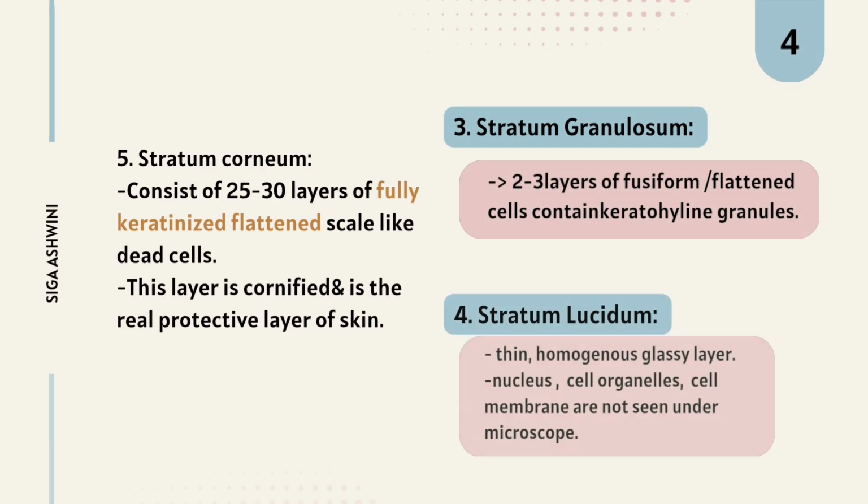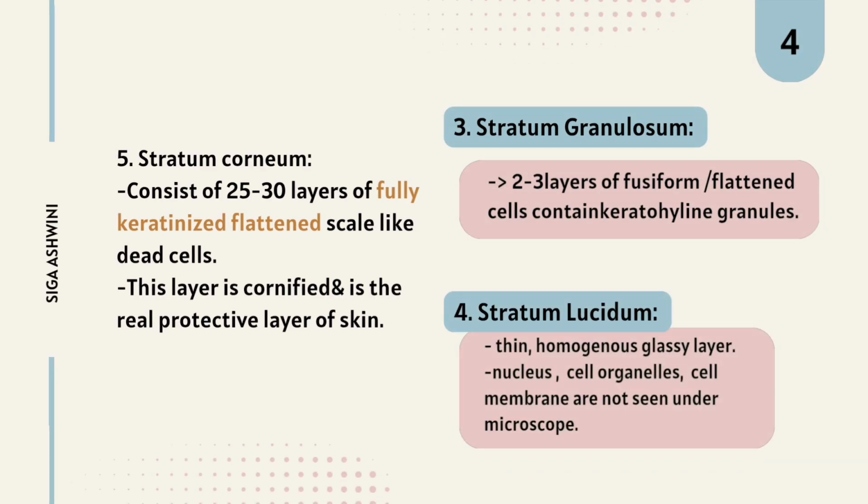And going to the third one, it is stratum granulosum. It contains 2 to 3 layers of fusiform or flattened cells containing keratohyalin granules which produce the keratin. And fourth one is stratum lucidum. Here lucid means clear. It contains a thin homogeneous glassy layer, and also in this layer the nucleus, cell organelles and cell membrane are not seen under the microscope.